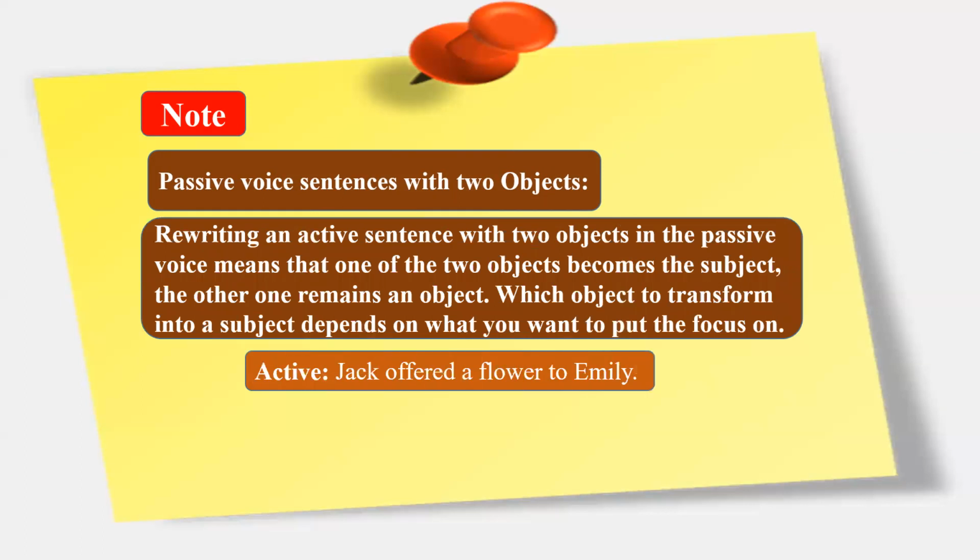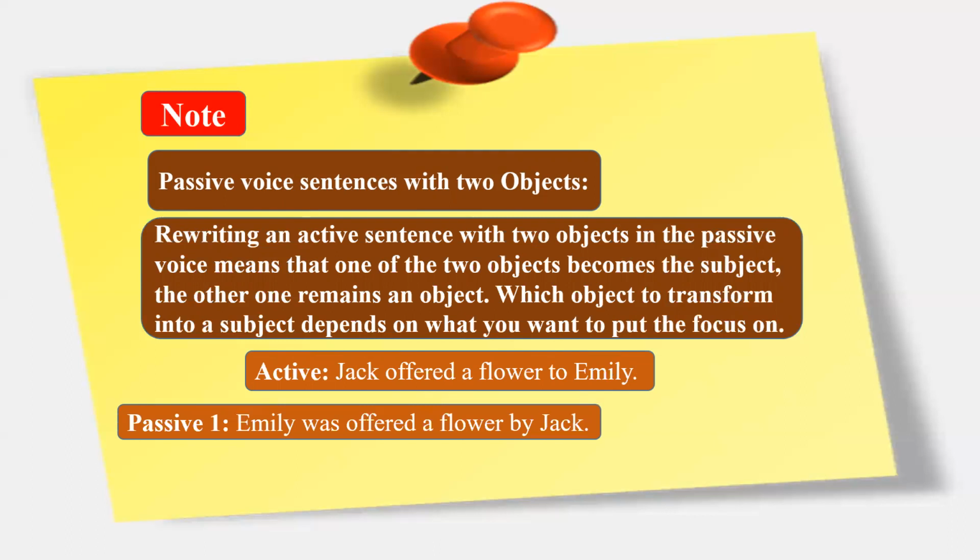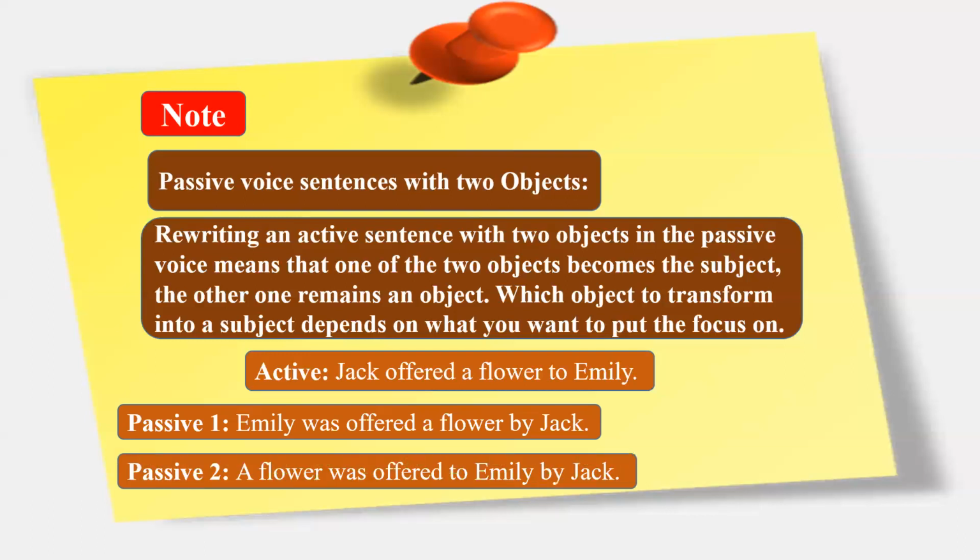Active: Jack offered a flower to Emily. Here we have two objects, a flower and Emily. So if we want to put focus on Emily, we start the passive sentence with Emily. Emily was offered a flower by Jack. You see, a flower remains an object. If we want to emphasize a flower, we start with a flower. A flower was offered to Emily by Jack. See here, we have two ways to put the passive voice because we have two objects.